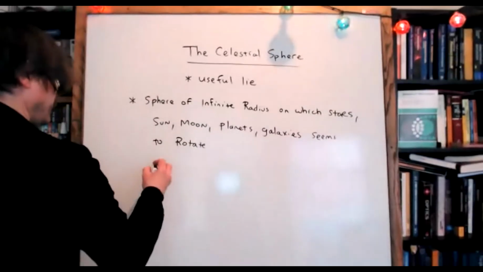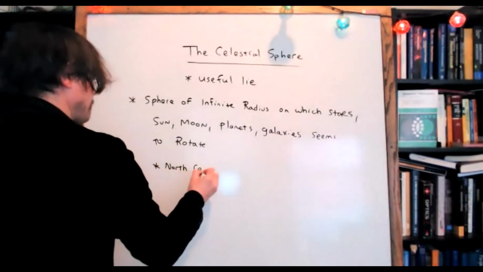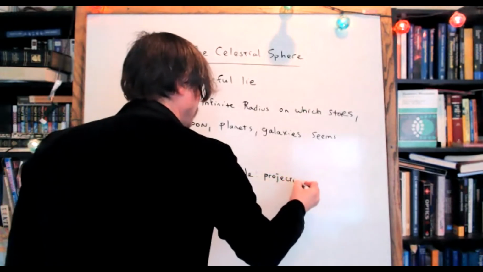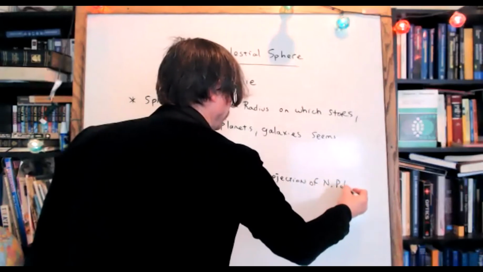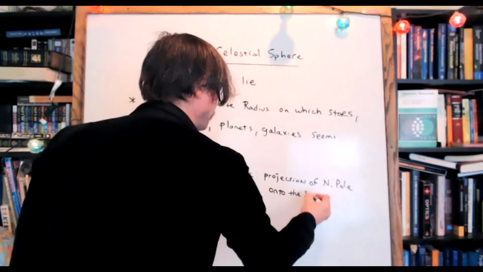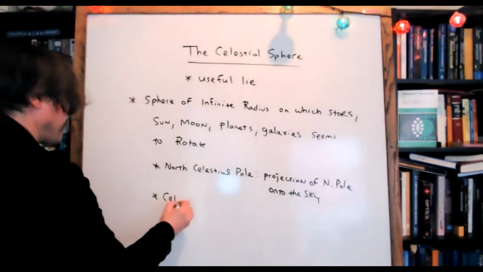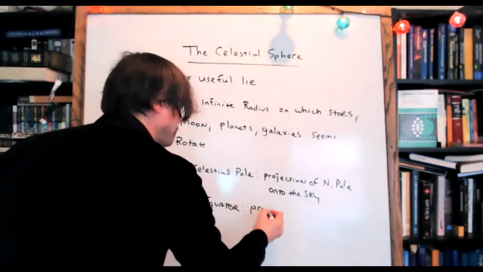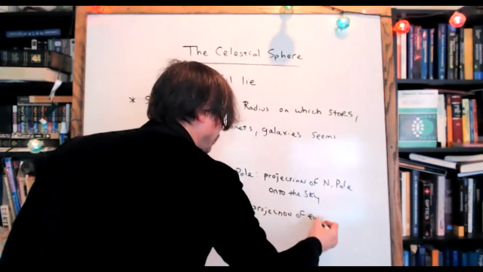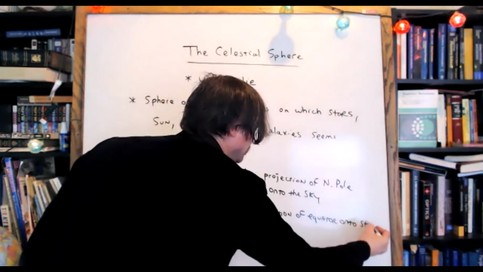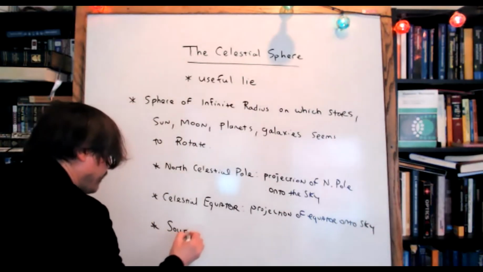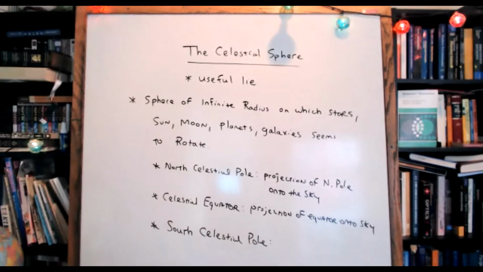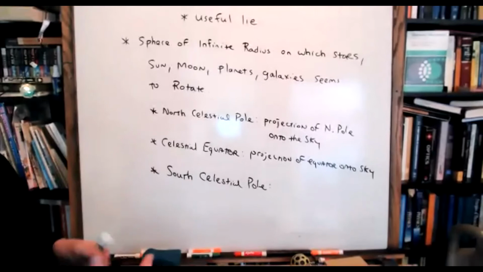Let's define those. The north celestial pole is the projection of the North Pole onto the sky. The celestial equator is the projection of the Earth's equator onto the sky. And I think you guys get the idea. Then we also have a south celestial pole, which I'll not define to save some marker space, because it's obviously the projection of the South Pole onto the sky.